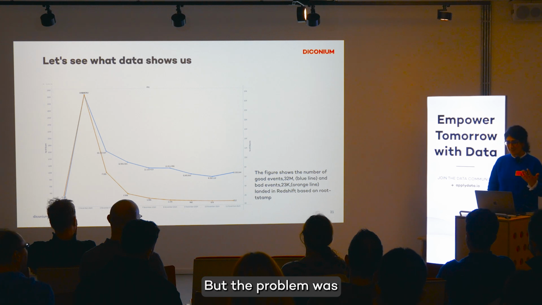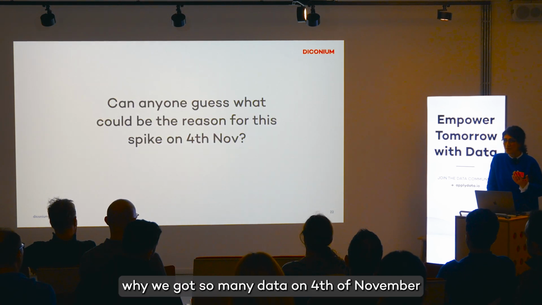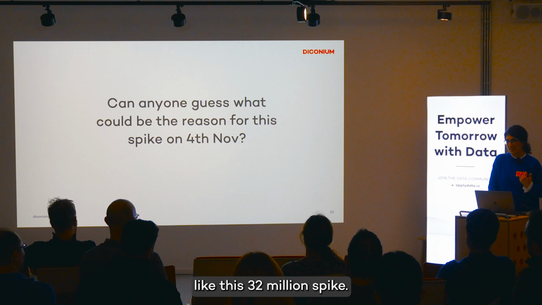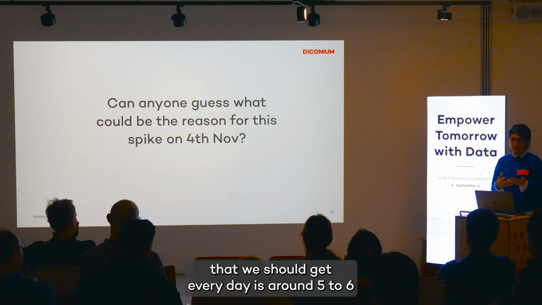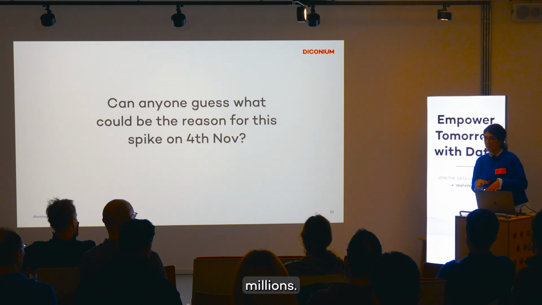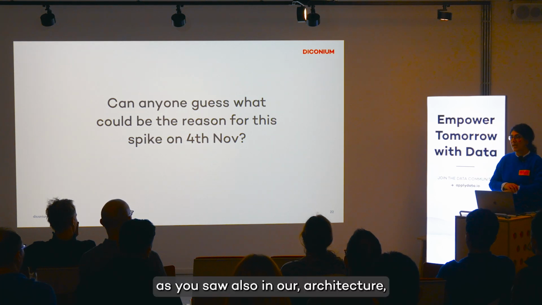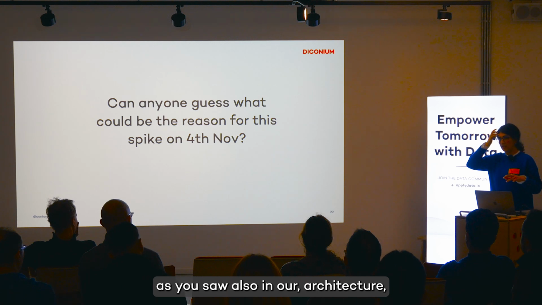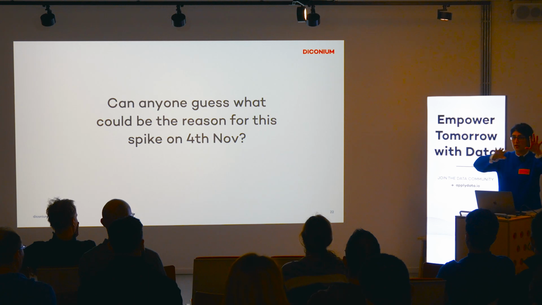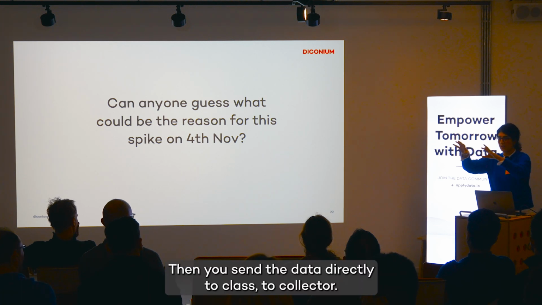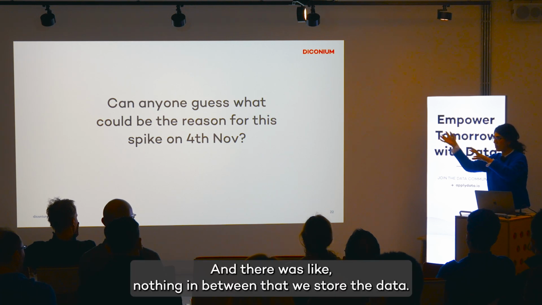But the problem was why we got so much data on the 4th of November, this 32 million spike. The normal amount of data that we should get every day is around 5 to 6 million. And as you saw in our architecture, there's the collector and the tracker, like your mobile tracker. You send the data directly to the collector, and there was nothing in between where we store the data.